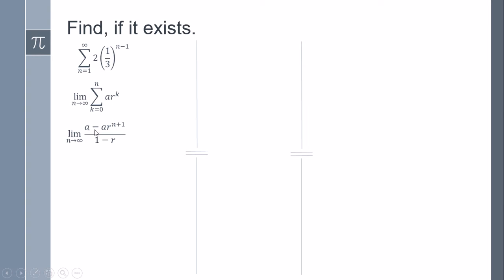So it's going to be a minus a r elevated to n plus 1 over 1 minus r. So we're going to just rearrange this series in order to express it like this one. Once we have this, we just replace and we find the case. So first, what we have to do, we need to rearrange the term.